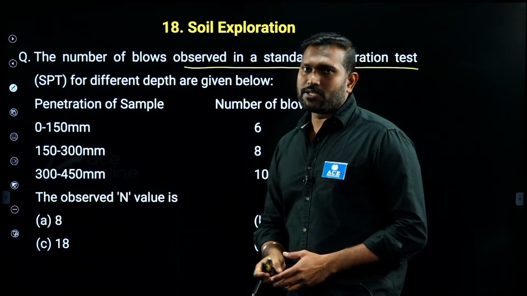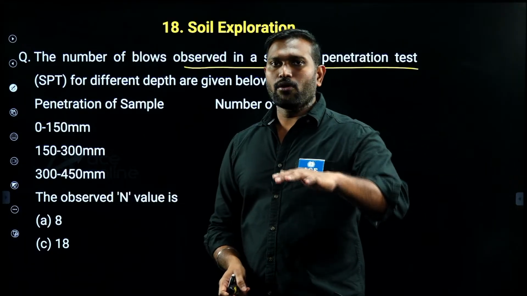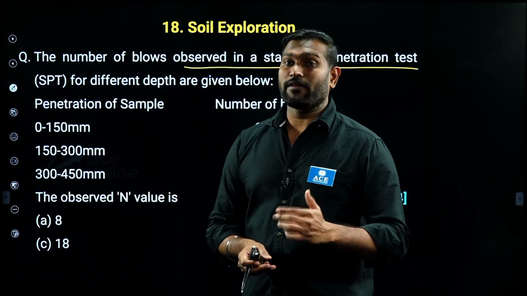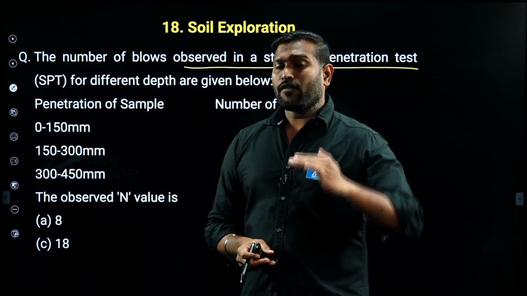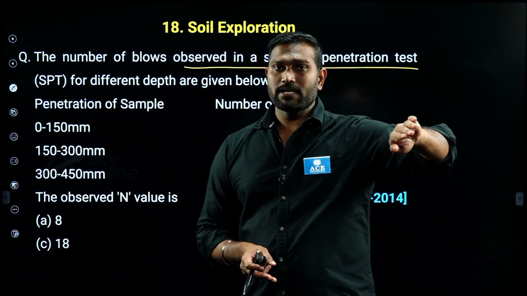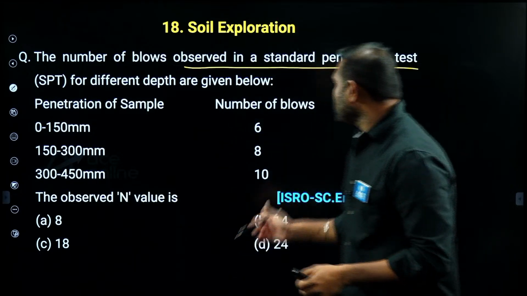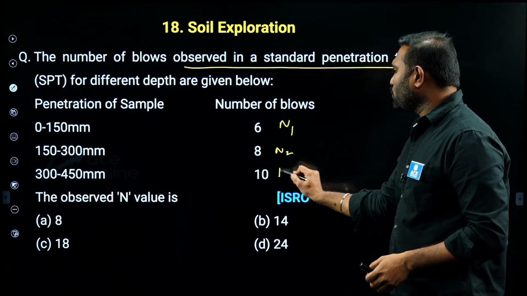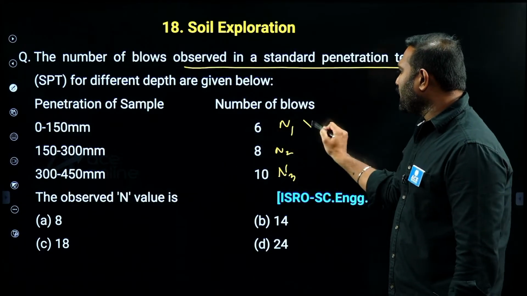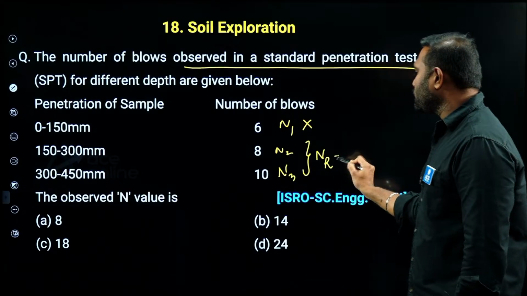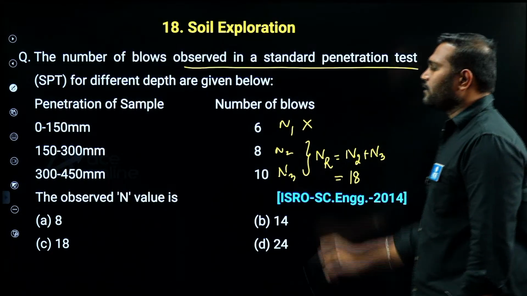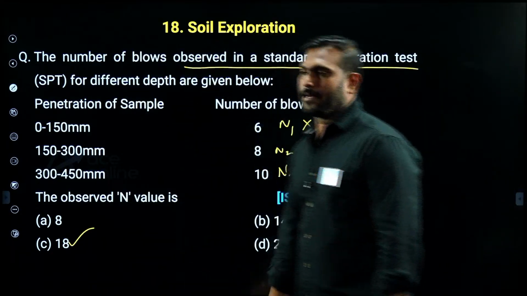Now, the number of blows observed in a standard penetration test for different depths. See, when you do the SPT test, you are going to give blows on the standard split spoon sampler, and you are going to note down the number of blows for every 15 centimeters. But up to 45 centimeters, we will remove the first 15 centimeters and we will record the last 30 centimeters. So here this is N1, here this is N2, here this is N3. First 15 centimeters, 150 mm, next and next. But we will neglect this and we are going to record the N2 plus N3. So the recorded or observed penetration number is 18. The correct answer is option C, 18.